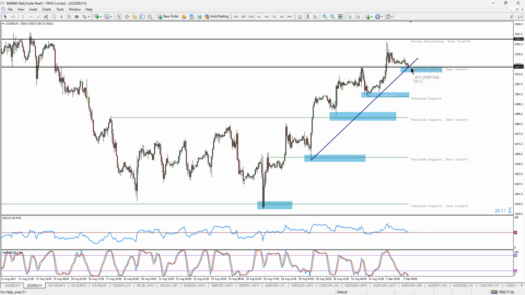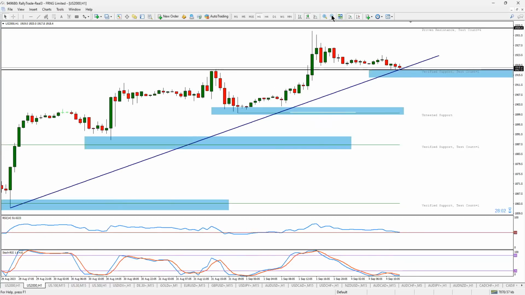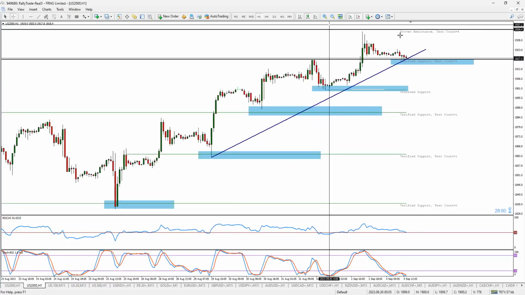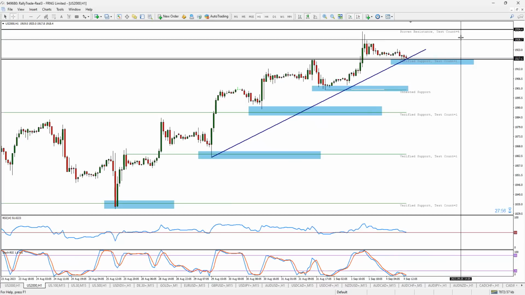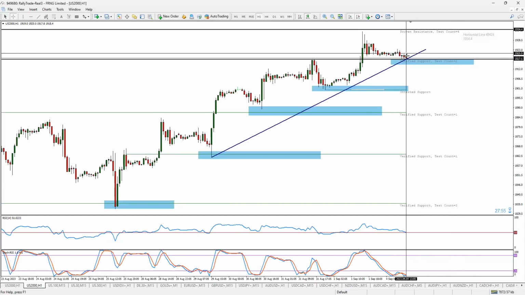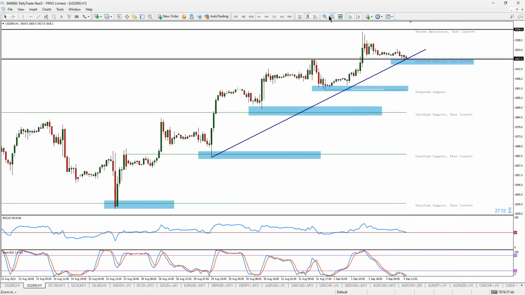For the price to do what? To push up. So that means I should be looking to buy somewhere around here, maybe somewhere around these areas, anywhere from here up to this place. So I'm expecting that the candle will reject.